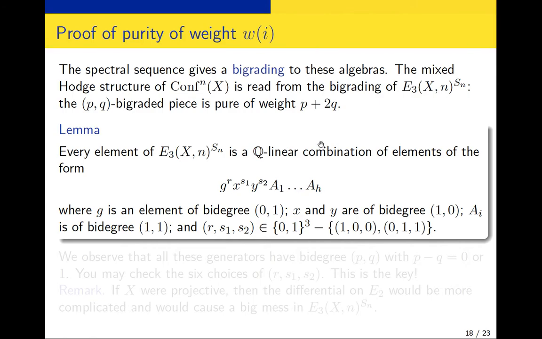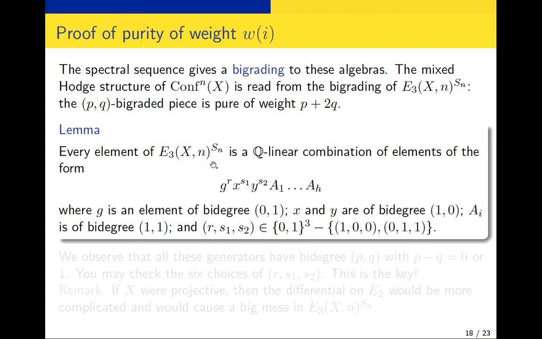And to elaborate on the last point for a little bit, how we read the mixed Hodge structure is from a bigrading on this algebra. And actually, these bigradings all come from the spectral sequence, because each page has the form E2^{P,Q}, etc. And that (P,Q) is the bigrading. And we know that the (P,Q) bigraded piece contributes to weight P plus 2Q, and of course also to cohomological degree P plus Q. Okay, so this is how we read the mixed Hodge structure.